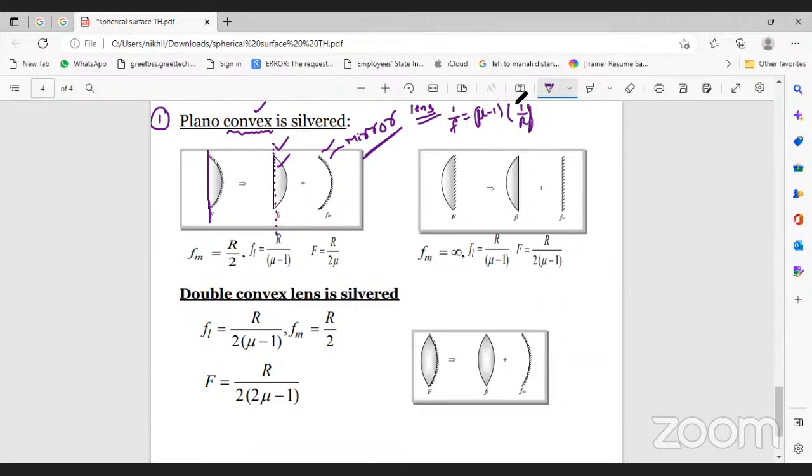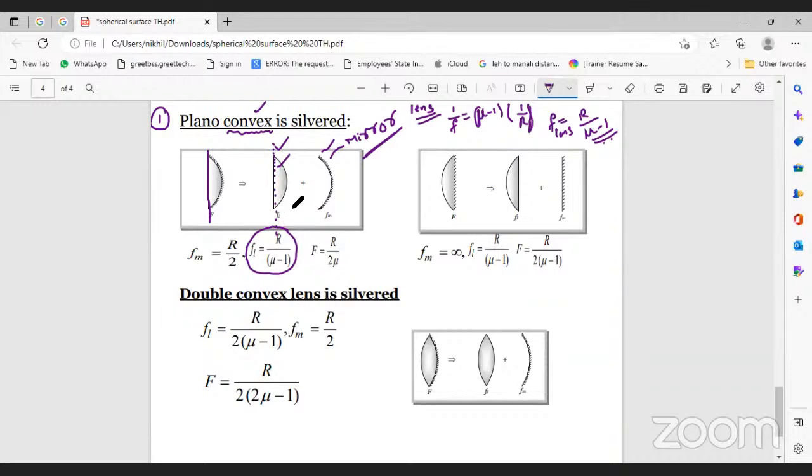So you can just take 1 by R. 1 by f is mu minus 1 into 1 by R. What is the focal length of the lens then? R by mu minus 1. Remember this formula. If the convex surface is silvered, the focal length of the lens is R by mu minus 1. The other surface is a mirror, right? Yes, sir.